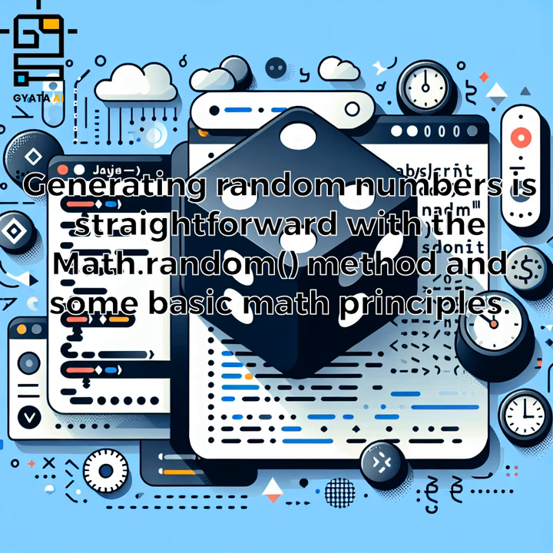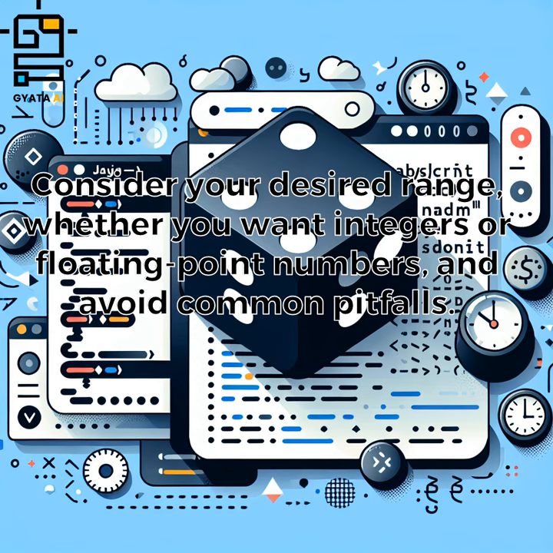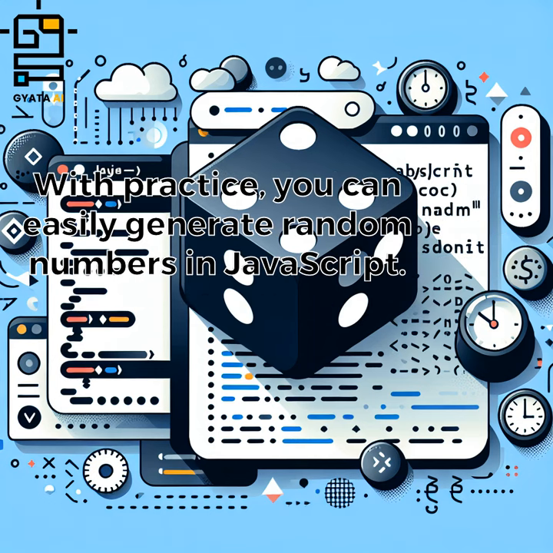Conclusion: generating random numbers is straightforward with the Math.random method and some basic math principles. Consider your desired range, whether you want integers or floating point numbers, and avoid common pitfalls. With practice, you can easily generate random numbers in JavaScript.